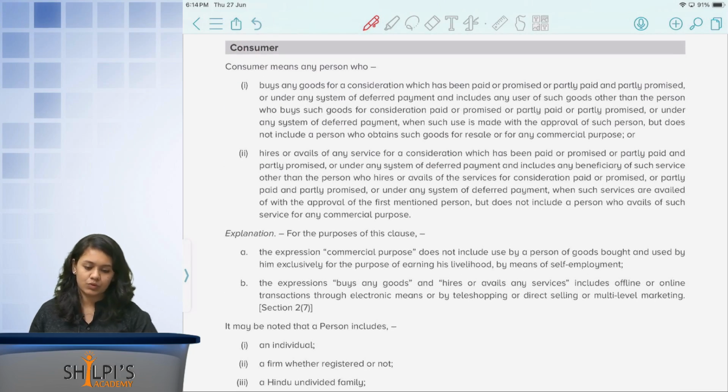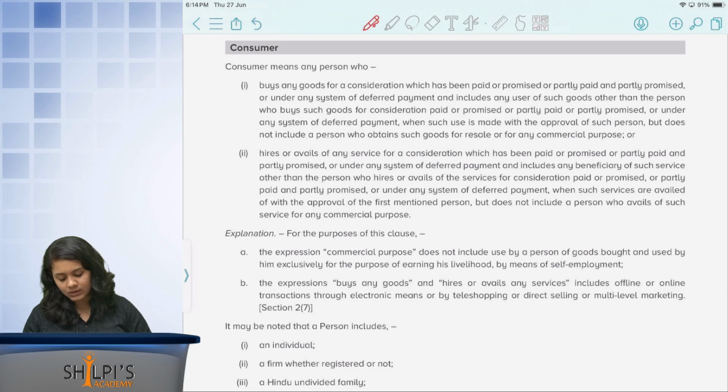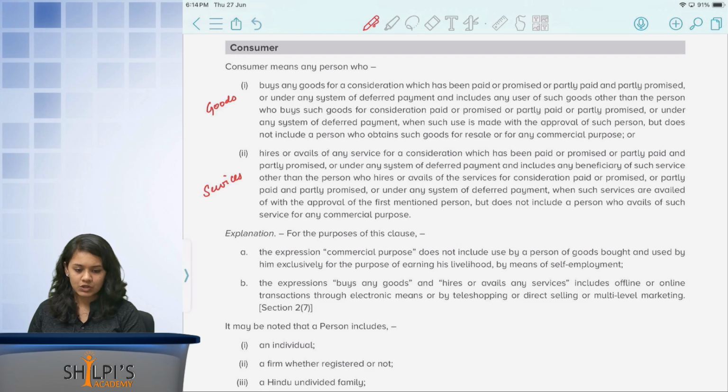Now we're coming to the definition of a consumer himself. This definition, part 1 relates to goods and part 2 relates to services. So I will do only one part. We'll break it down entirely so that you can understand who exactly a consumer is, and the similar provision applies even for services. Let's break it down.